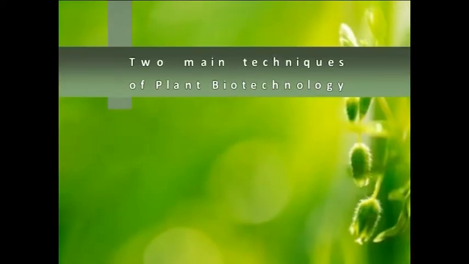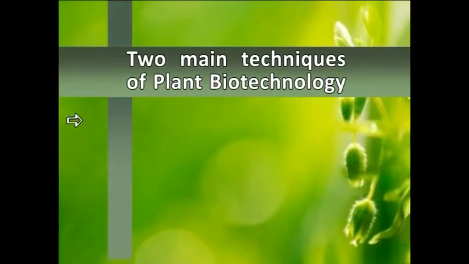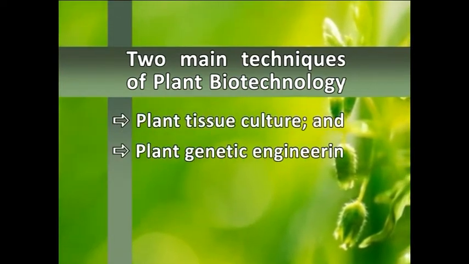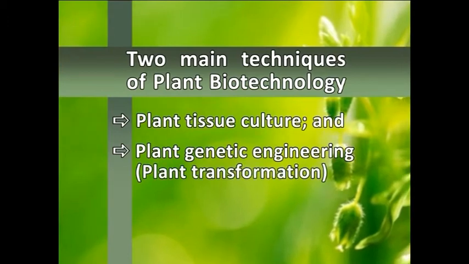Plant biotechnology is the process to produce genetically modified plants by removing genetic information from an organism, manipulating it in the laboratory, and then transferring it into a host plant to modify certain of its characteristics for the benefit of mankind. Two main techniques of plant biotechnology are plant tissue culture and plant genetic engineering or plant transformation.